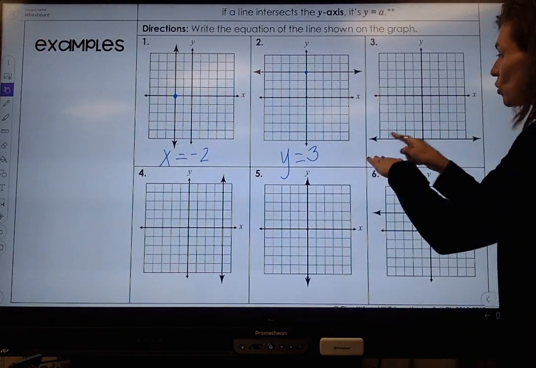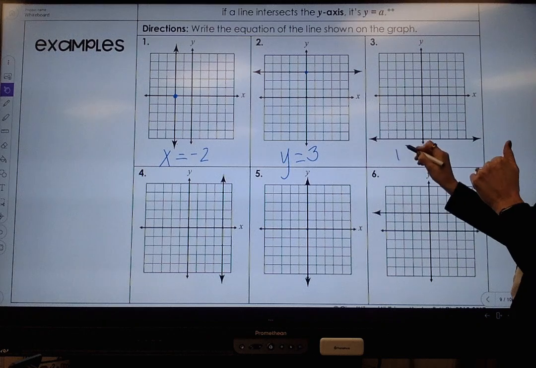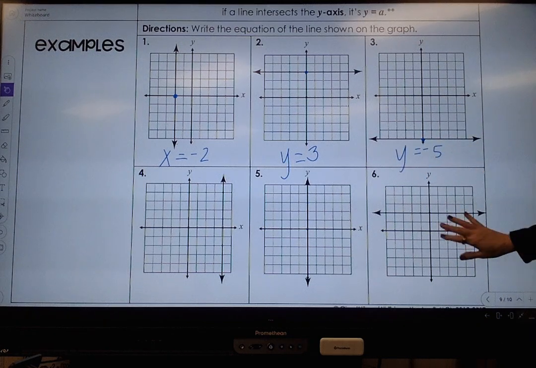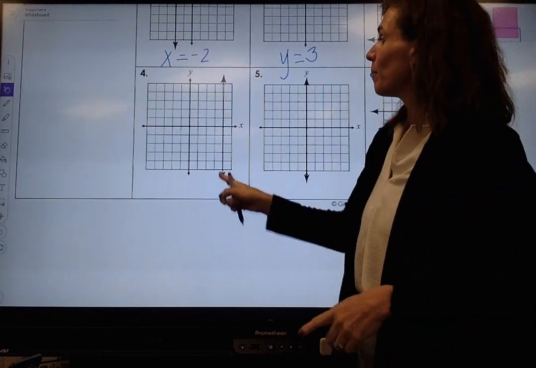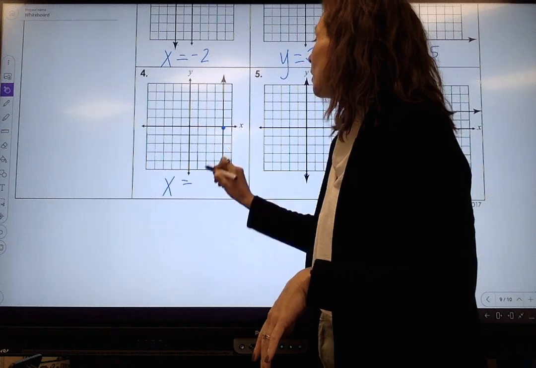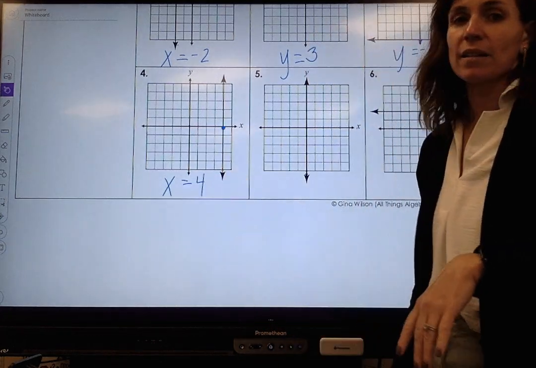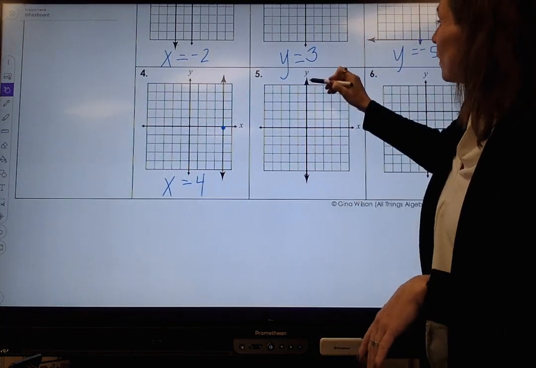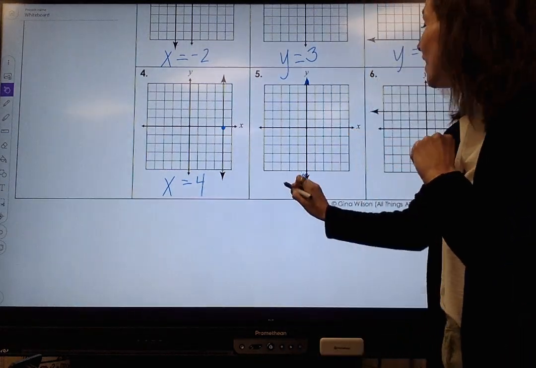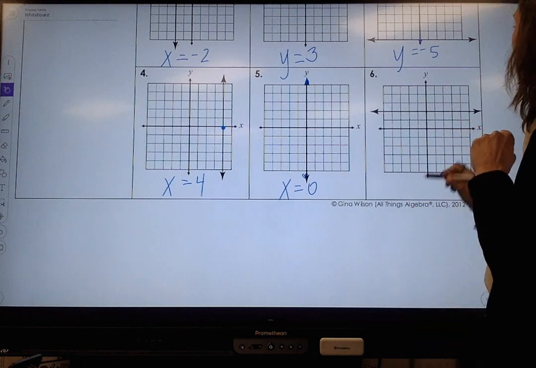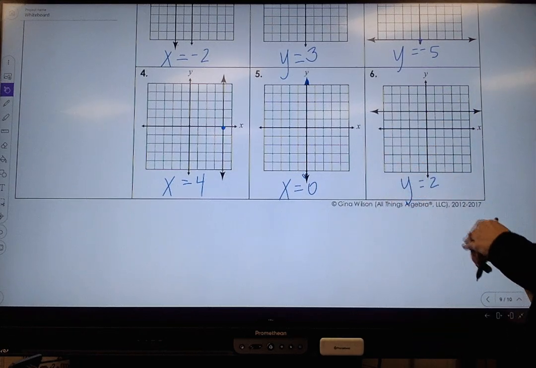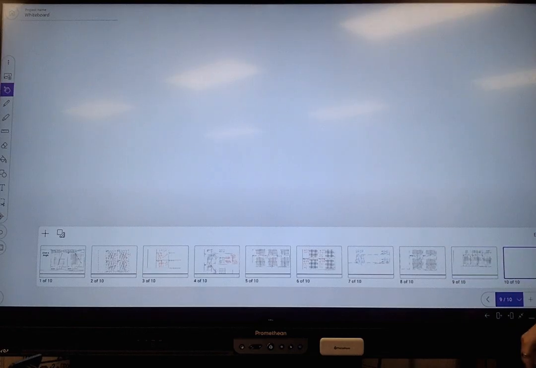Number 3, he's zooming. He's alive. That is good. So it's y equals. Y equals what? It's y equals -5. Number 4, my slope is undefined. That's bad. He's dead. So it's x equals 4. It crosses the x-axis at 4. Number 5, here's my arrows, those crazy arrows. It's up and down. Not a good situation. He's dead. So it's x equals 0. Here, zooming straight across means he's alive. So y equals 2. Okay, let's do some more.